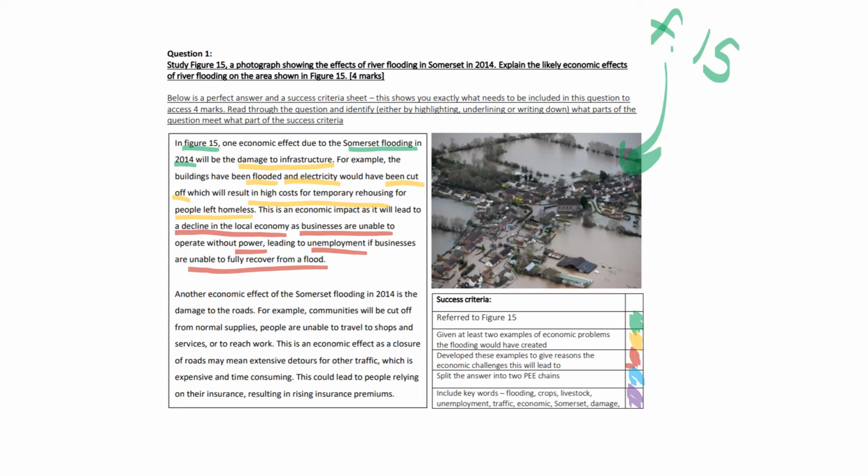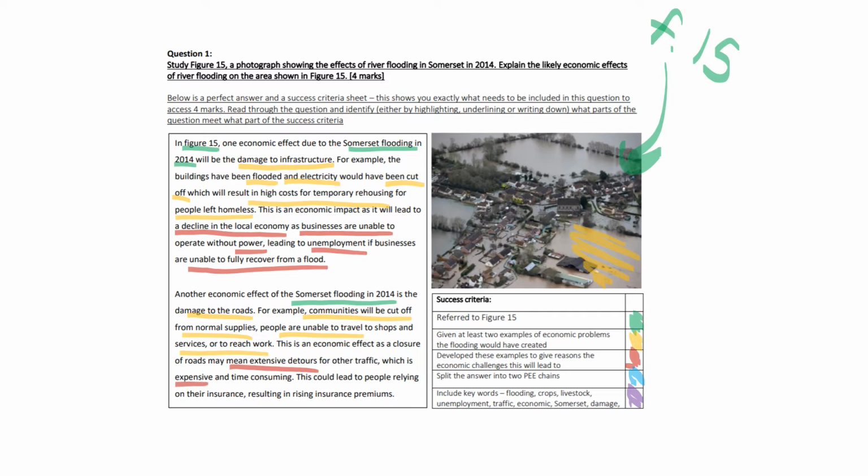Another economic impact of the Somerset flooding in 2014, so I'm already referring to the figure again, is damage to roads. For example, communities will be cut off from normal supplies, people are unable to travel to shops or services and to reach work, because it's very obvious in here that there's lots of flooding, so the roads, I can't even see the roads. So why is this an economic impact? This is an economic effect as a closure of roads may mean extensive detours, so you may have to go a really long route round to do a short distance.